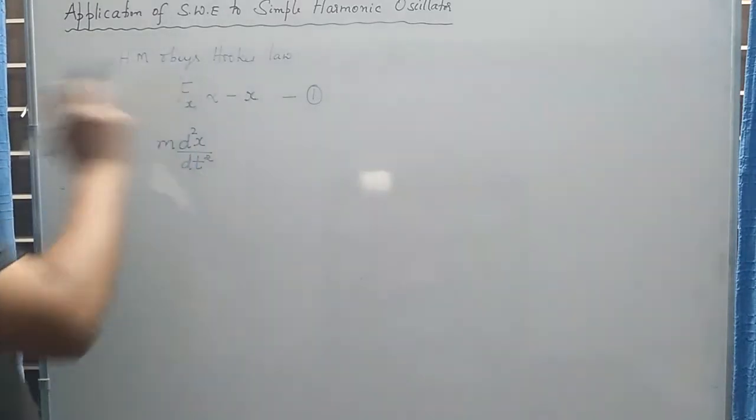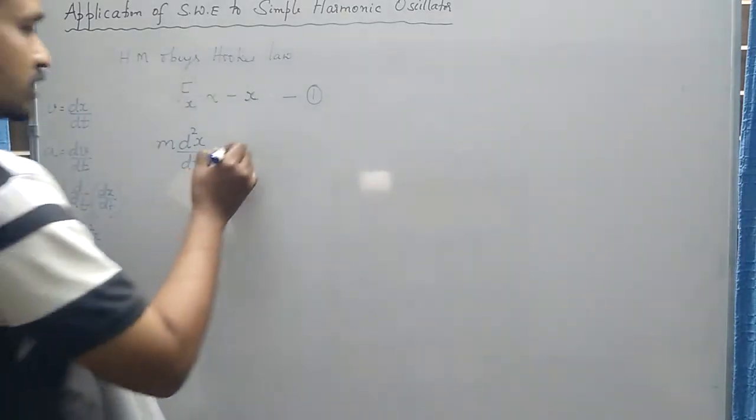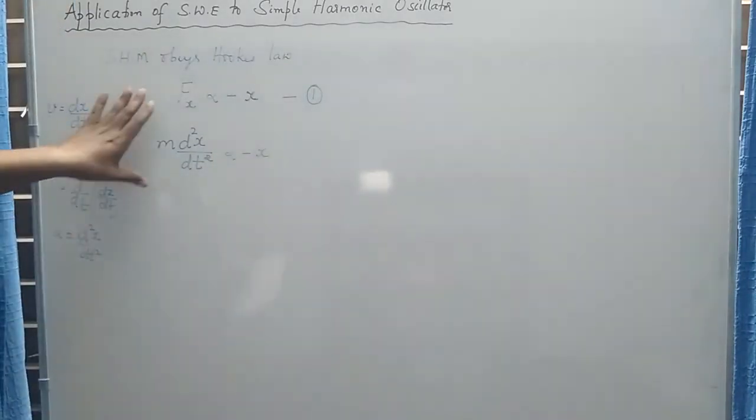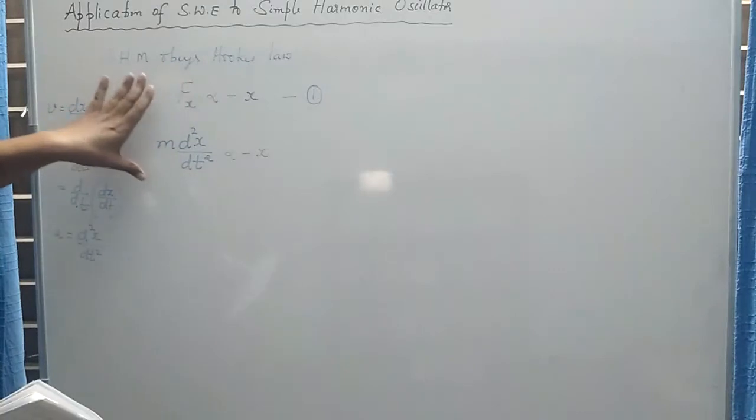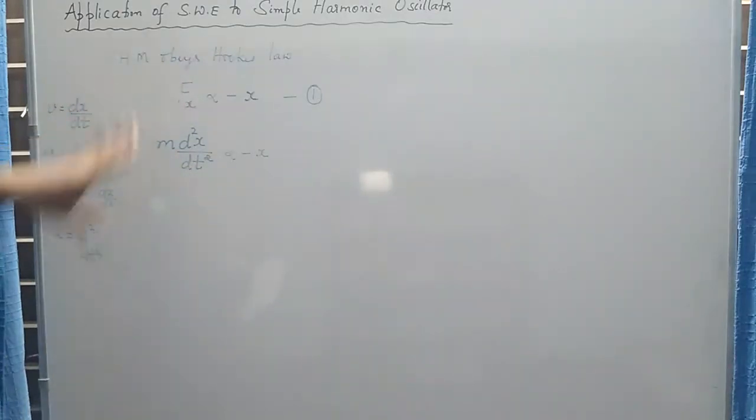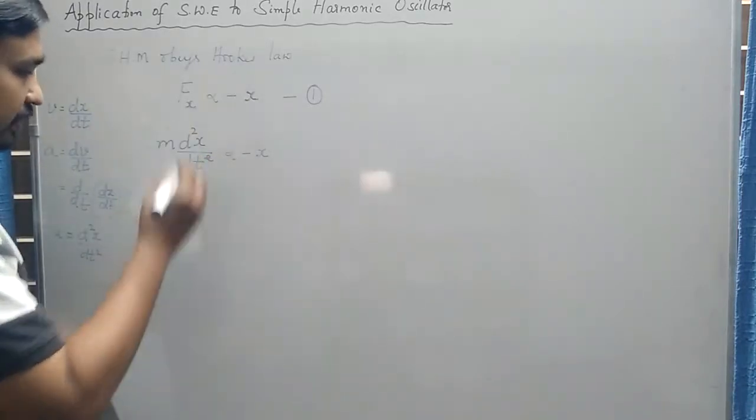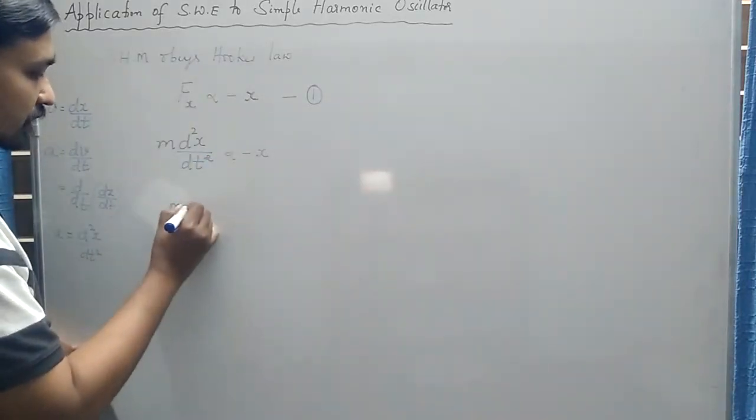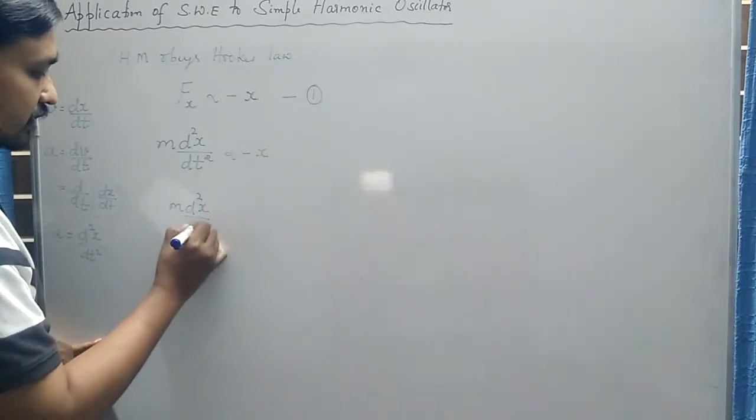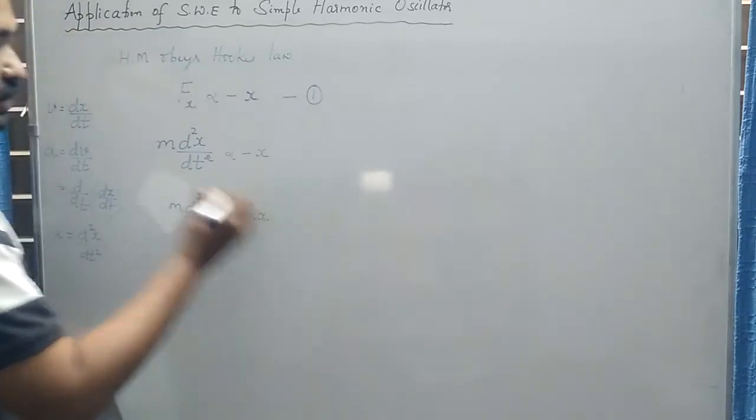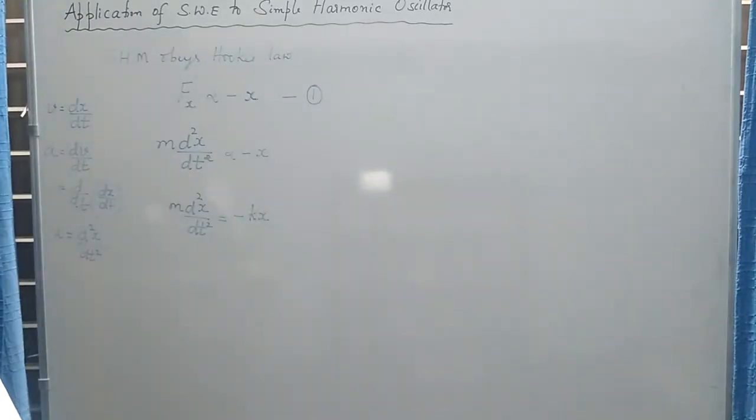So mass into acceleration is nothing but the force, and this is directly proportional to minus x. Any to and fro motion which obeys this equation, which is a law called Hooke's law, is called a simple harmonic motion, and that object is called a simple harmonic oscillator. If we replace this proportionality, as we had done in the previous video, we get mass into d square x by dt square is equal to minus k into x, where k is the force constant of the bond.